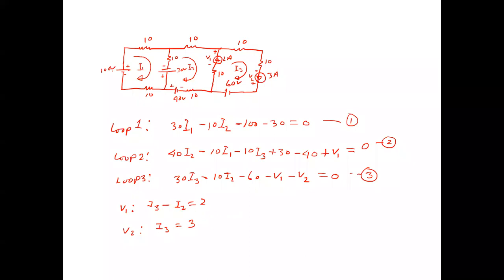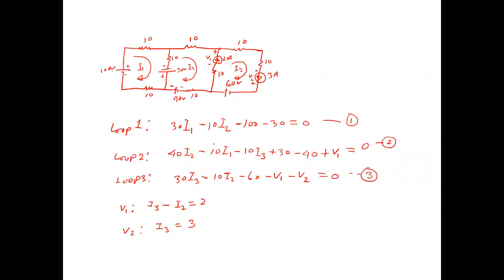Okay. So now you just complete the I2 value. I2 value is equal to, I2 this portion and 2 this. If I3 is equal to 3, then 3 minus I2 is equal to 2. So I2 is equal to 1. So I2 is equal to 1 and I3 is equal to 3.